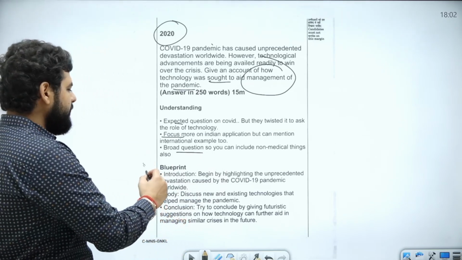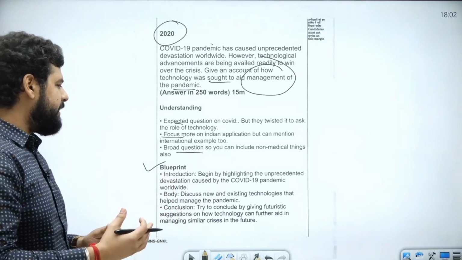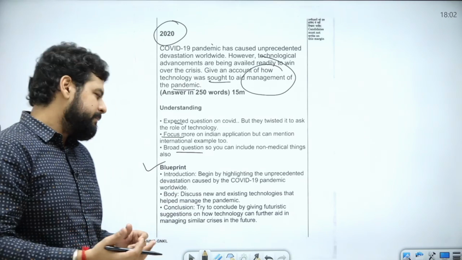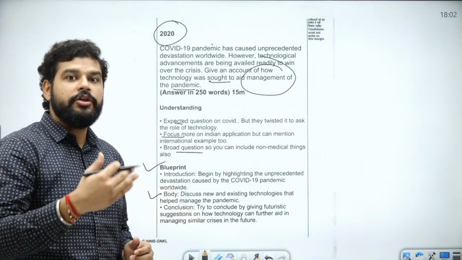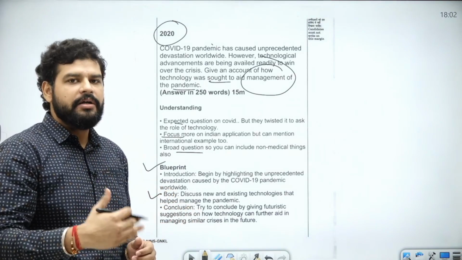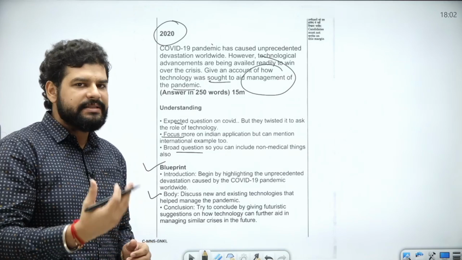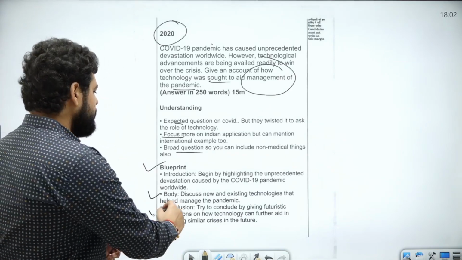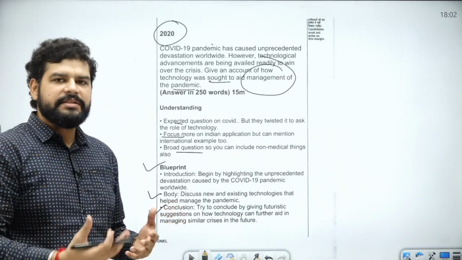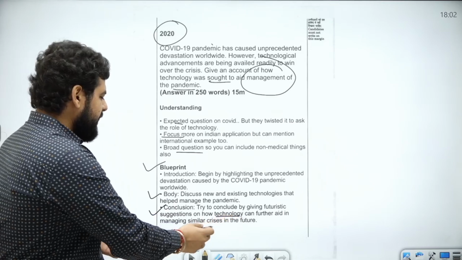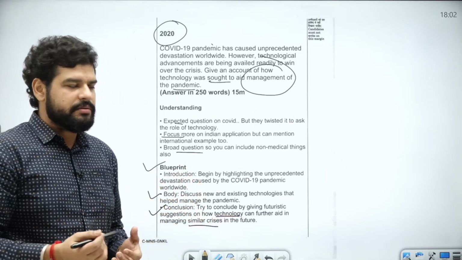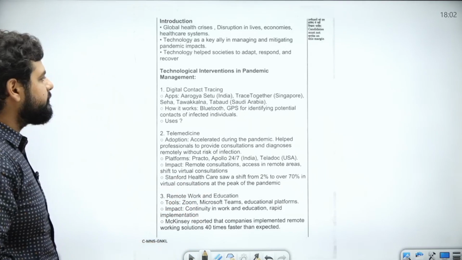So the blueprint will be: in the introduction, you can simply highlight how it was unprecedented. In the body, you have to again discuss the technologies, of course, new ones and the existing ones. Remember, new ones also and existing. Next, in the conclusion, of course, you have to suggest something if you can, then how technology can further aid in managing similar crises in the future. So let us see the answer.